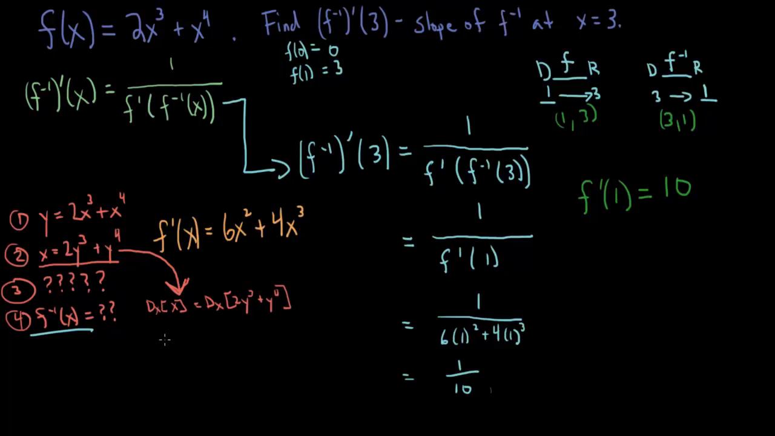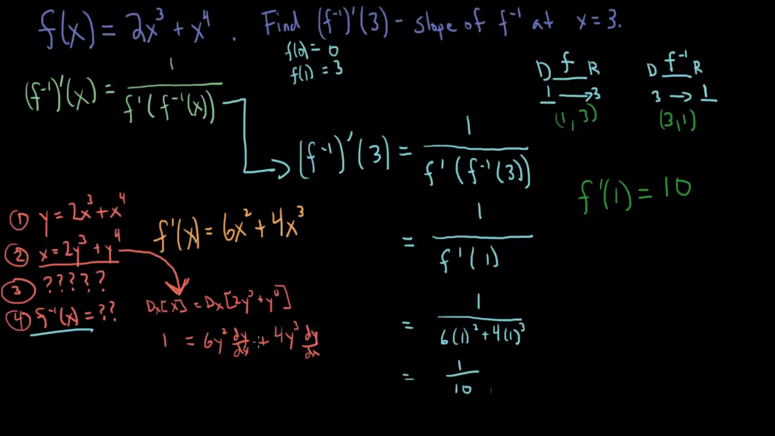The left-hand side is equal to 1. The right-hand side, that is 6y squared. But since we differentiated a y term with respect to x, we multiply by dy over dx. And then the same thing here, we have 4y cubed, but we just differentiated a y term with respect to x, so that's dy over dx we have to multiply by.